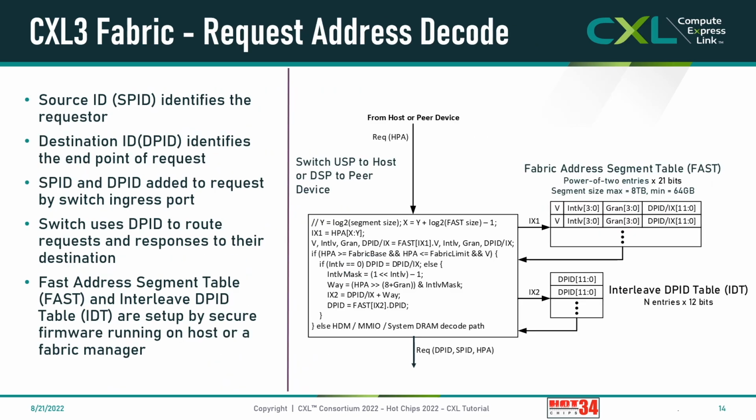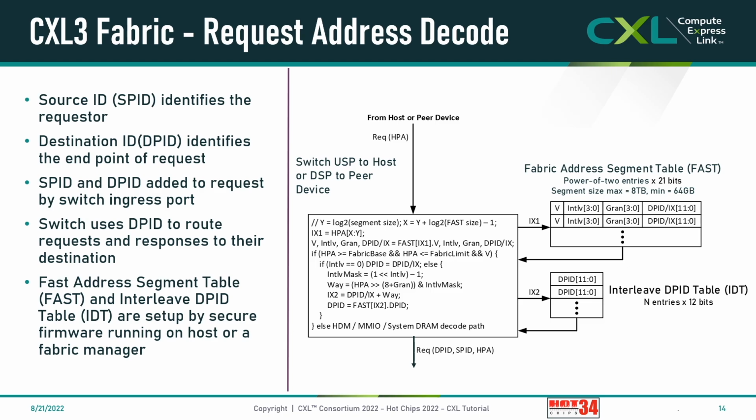The previous slide discussed the fabric address range segments within a host's physical address space. This slide discusses the mechanism at the ingress port of a CXL switch that processes the host physical addresses and determines which GFAM device, represented by a destination port ID, the request should be routed to.